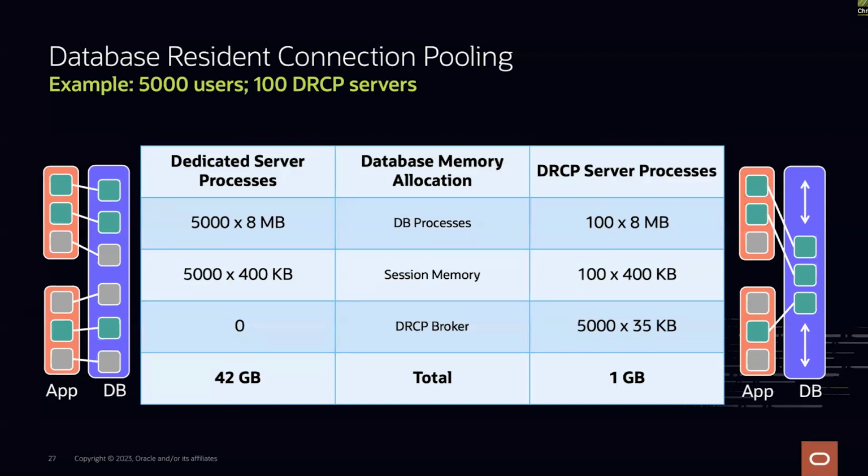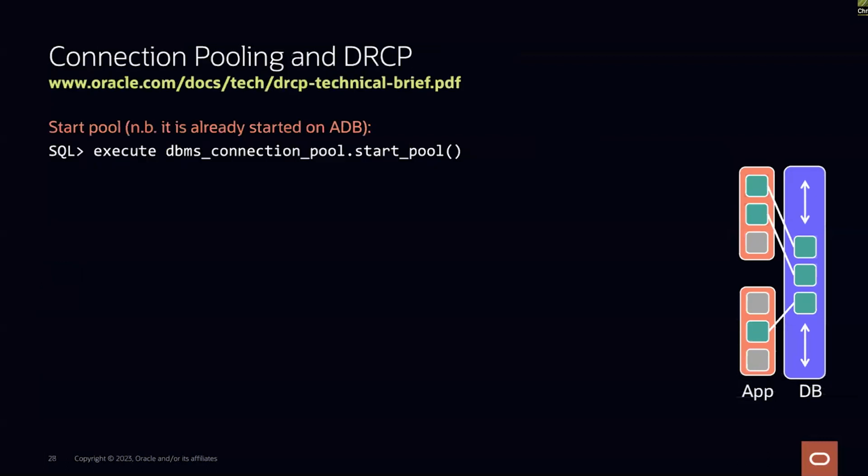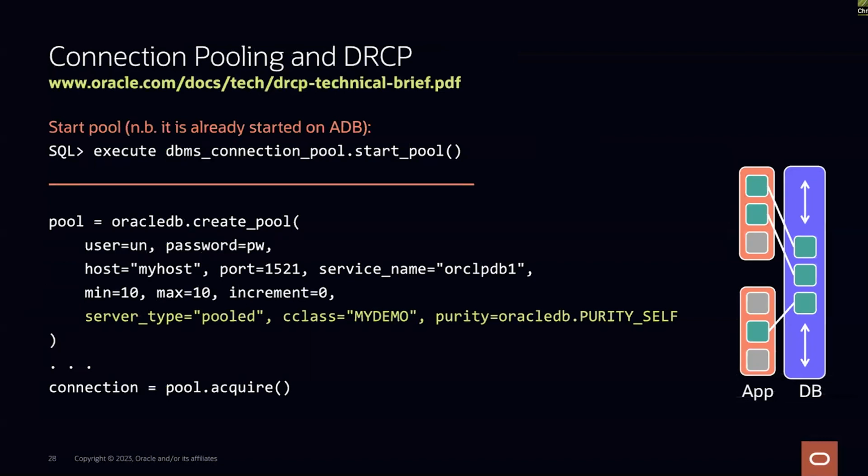But certainly we're seeing a number of customers interested, and interestingly enough, there's been a spike of interest recently in this as well. So how do you use it? There's a whole technical brief out there with discussions. You need to start the pool. If you're using autonomous database, the pool's already there, so you can skip this step. Need to create the pool, session pool or create pool, whichever syntax you want to use.